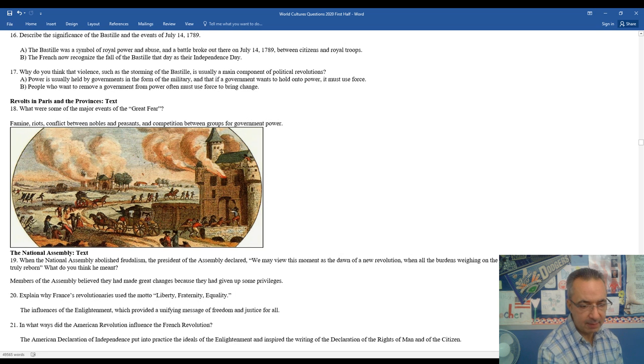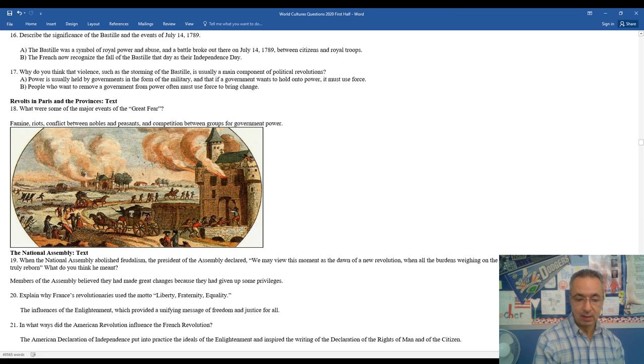Question 19, the National Assembly. When the National Assembly abolished feudalism, the President of the Assembly declared, "We may view this moment as the dawn of a new revolution, when all the burdens weighing on the people were abolished and France was truly reborn." What do you think he meant? Well, basically, the members of the Assembly believed they had made great changes because they had given up some privileges and that they were moving forward with a greater France, one for all the people.